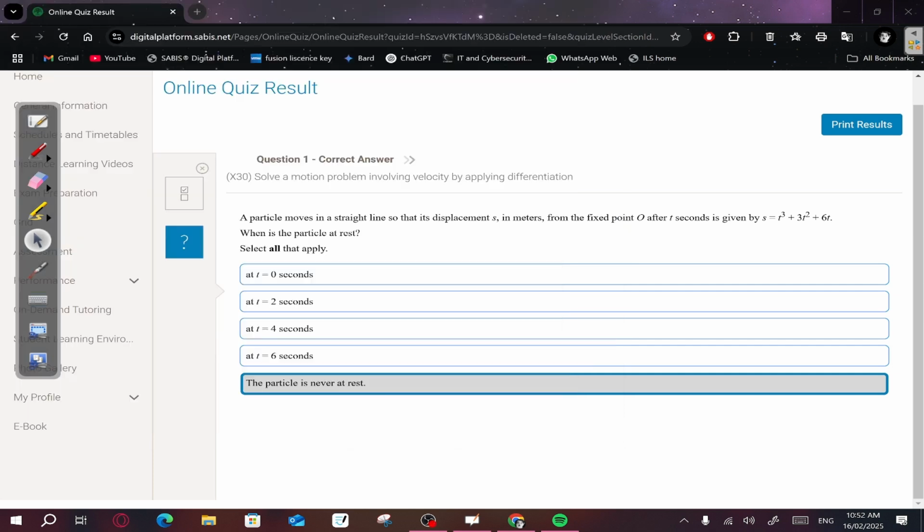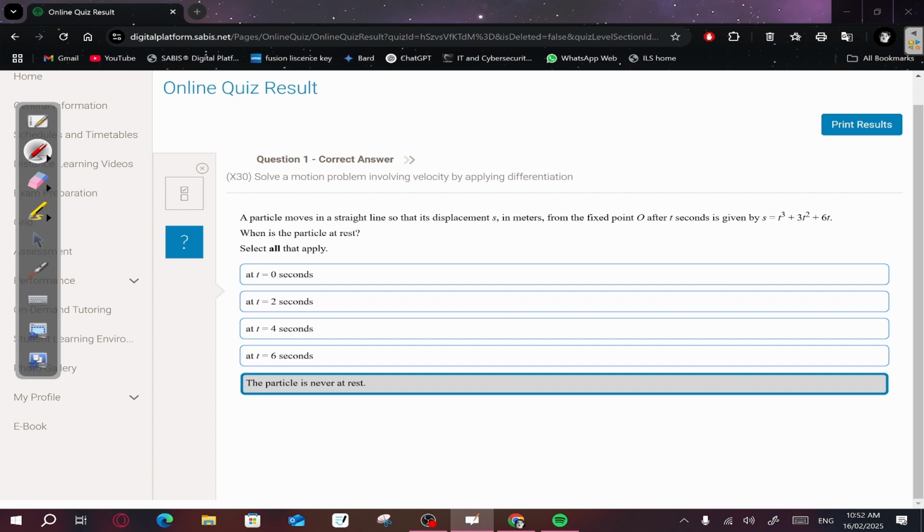Okay, so hey everyone, today I'll be doing the 4.3 IG math quiz. So first, question one: a particle moves in a straight line, so the displacement s in meters from a fixed point O after t seconds is given by s equals t cubed plus 3t squared plus 6t minus the particle at rest. Select all that apply.